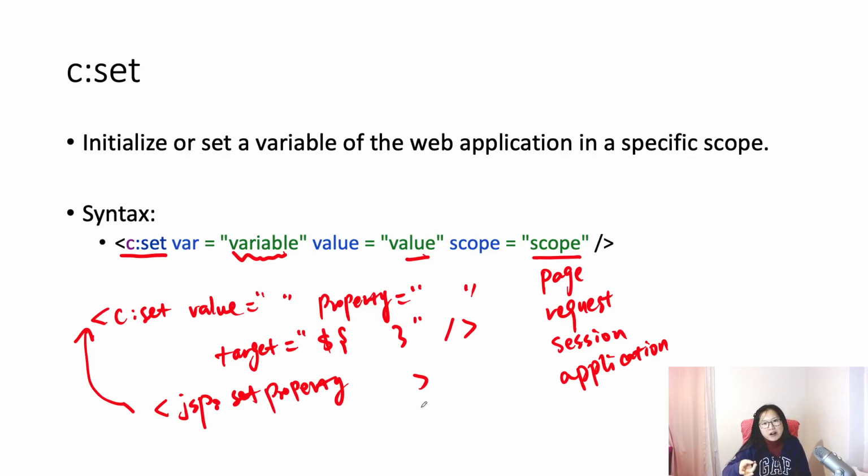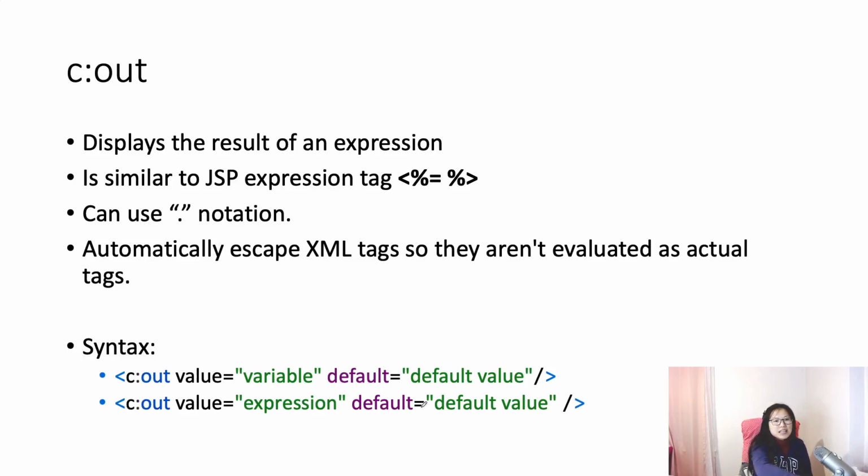Now, once we set a variable, we can retrieve the variable, right? So we can use COUT. COUT is going to display the result of an expression and also a variable. Variable means a variable set using CSET. It's similar to the JSP expression, because a JSP expression eventually does out.print. I think it's either the print or write method. So this expression gets evaluated and then printed out to the page, right? And COUT also, when it's evaluated, prints out on the page.